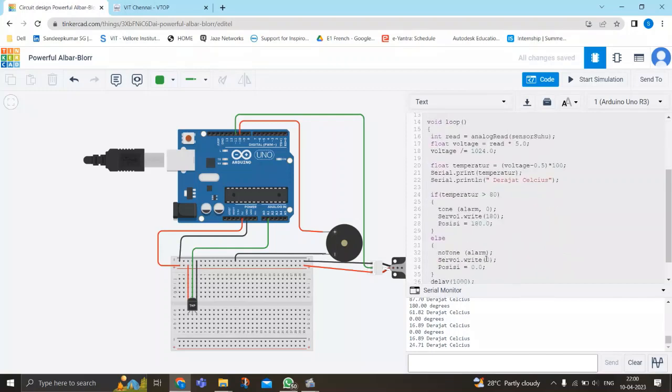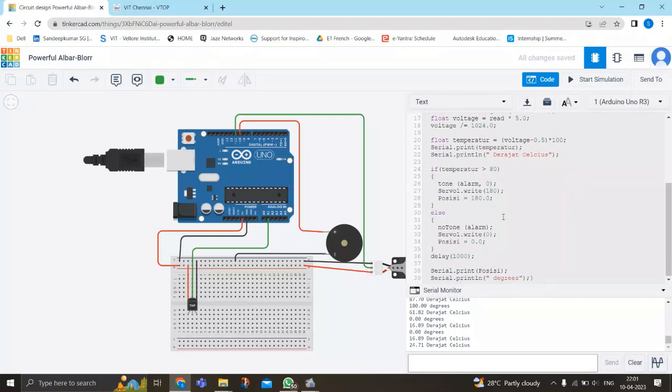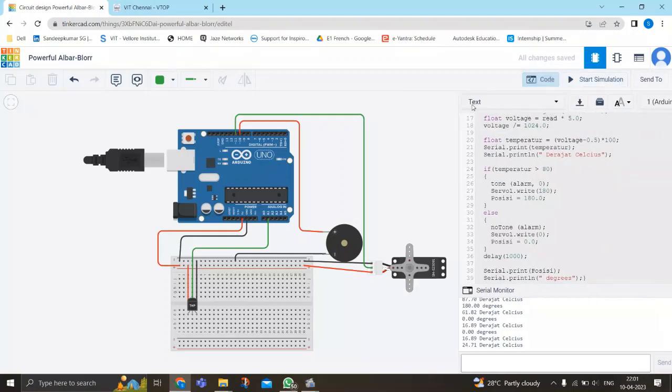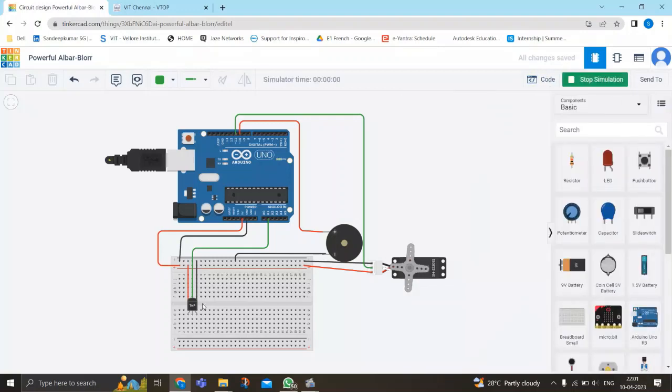Now we are giving conditions such that if the temperature is above 80 degrees Celsius, then the alarm starts to blow and the servo motor starts to run. Else, if the temperature is below 80 degrees Celsius, then the buzzer and the servo motor both are kept off. Now let's see the simulation. Now the temperature is below 80 degrees Celsius.